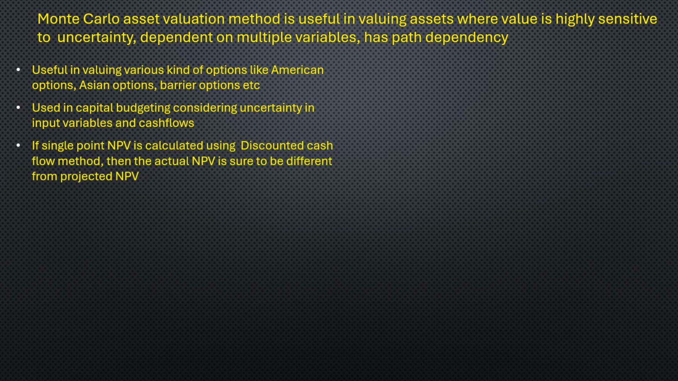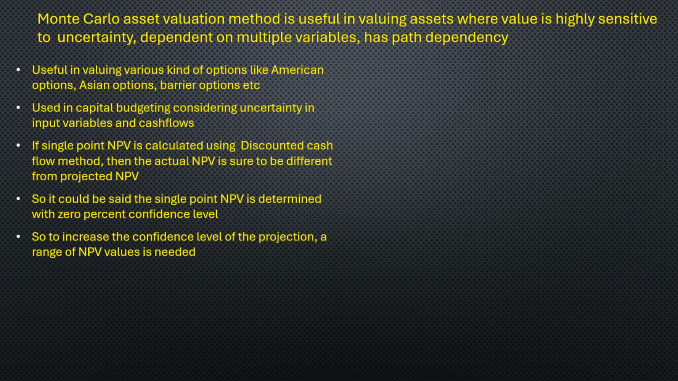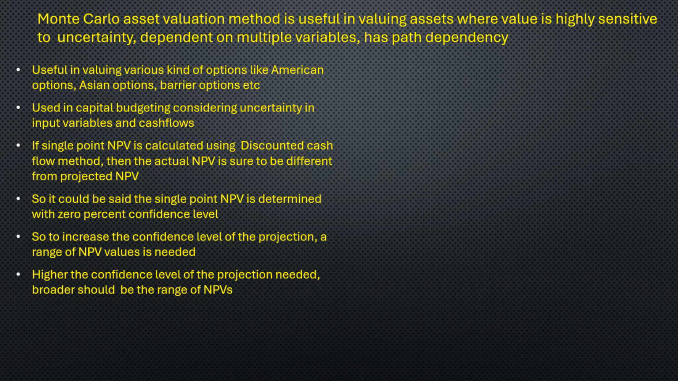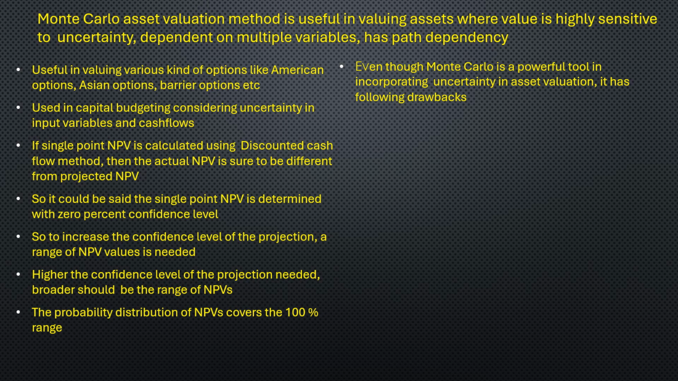If single point NPV is calculated using discounted cash flow method, then the actual NPV is sure to be different from the projected NPV. So it could be said that single point NPV is determined with 0% confidence level. To increase the confidence level of the projection, a range of NPV values is needed. The higher the confidence level needed, the broader the range of NPVs should be. The probability distribution of NPVs covers the 100% range.